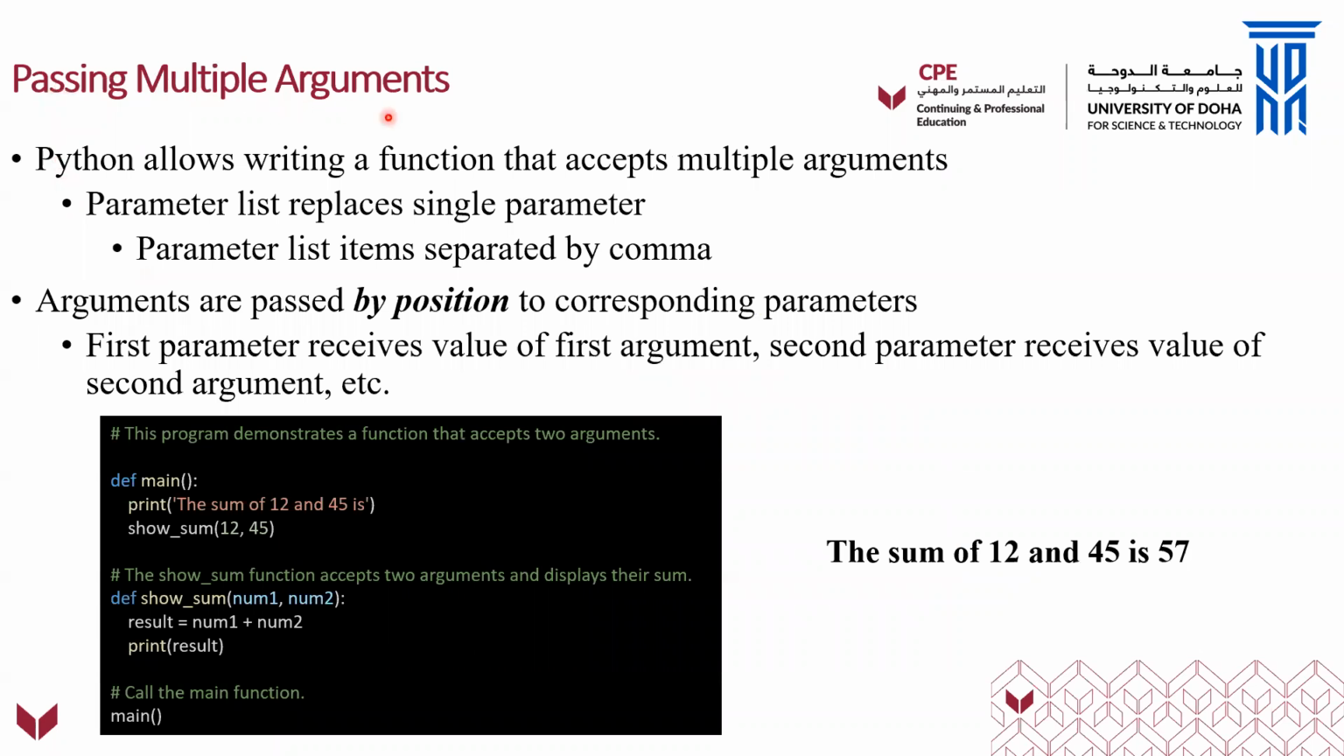Passing multiple arguments. Can I pass more than one argument to a function in Python? The answer is yes. Python allows writing a function that accepts multiple arguments. A parameter list replaces the single parameter, and the parameter list items are separated by commas, as you can see here. Arguments are passed by position to corresponding parameters. The first parameter receives the value of the first argument, while the second parameter will receive the value of the second argument. Let's practice on this example.